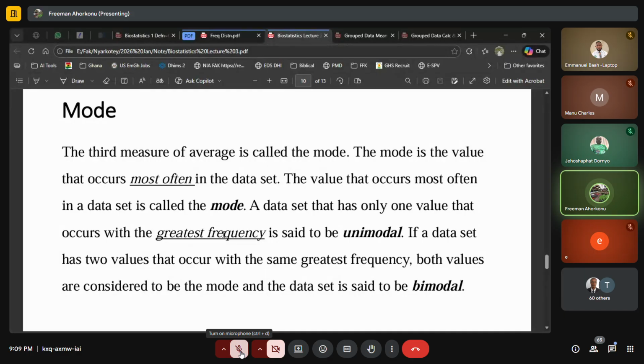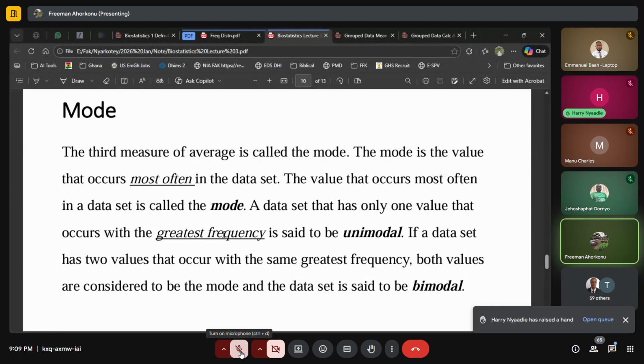Mode is a noun. Modal is an adjective. So we are saying modal because there is more than one mode. So we say the data set is multimodal. I don't know how you are getting this.